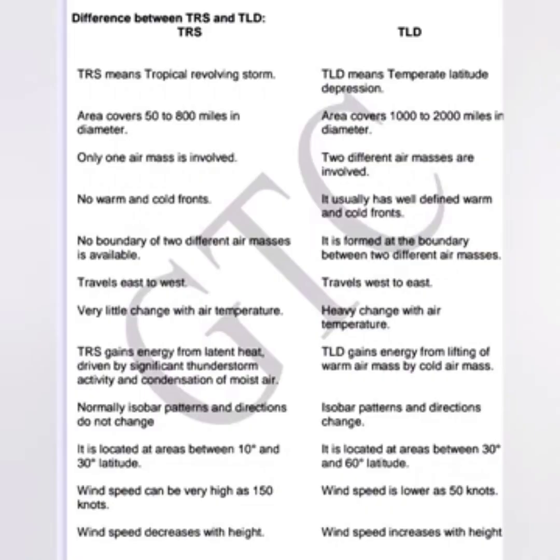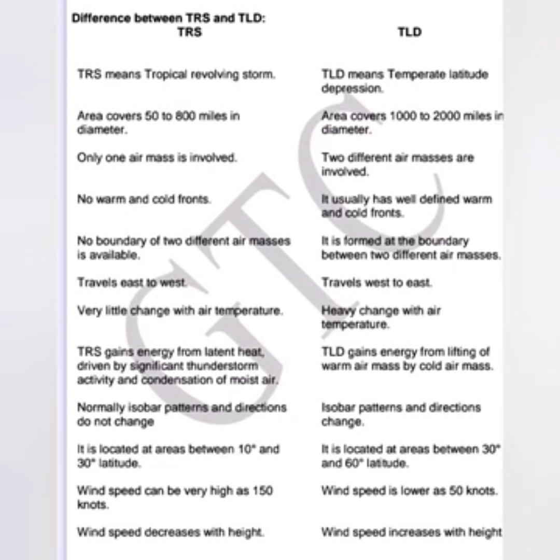For examination purpose, let's do a comparative study between TRS and TLD. TLD stands for temperate latitude depression and it occurs between latitude 30 degrees and 60 degrees. And this is not as dangerous as TRS. The wind speed is as low as 50 knots. And as you can see, area covered by a TLD is 1000 to 2000 nautical miles in diameter, while TRS was just 50 to 800 nautical miles.